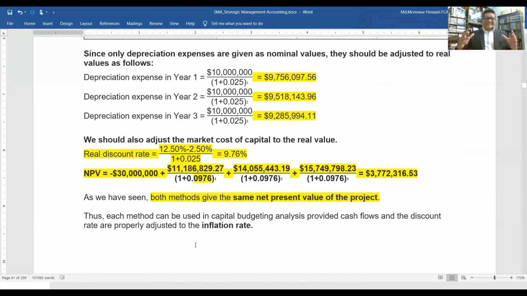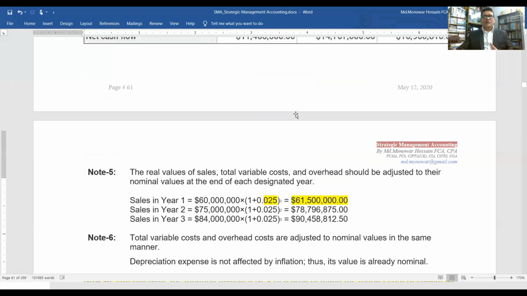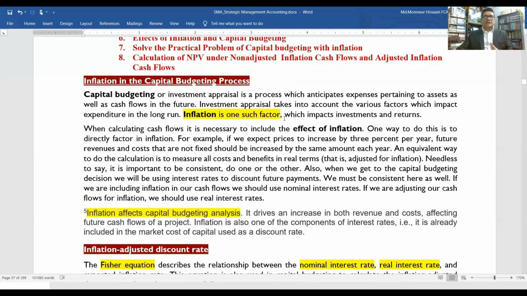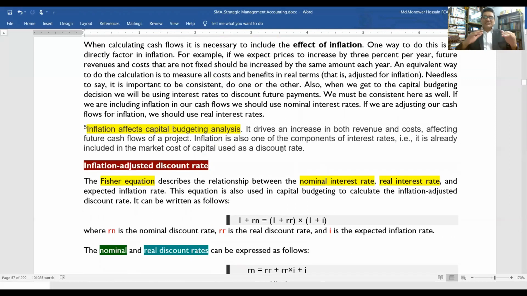So we can say that each method can be used in capital budgeting analysis, provided the cash flows and the discount rates are properly adjusted for the inflation rate. So what we discussed today: inflation is one of the factors which impacts investment and return. So inflation affects capital budgeting analysis. It drives an increase in both revenue and cost.